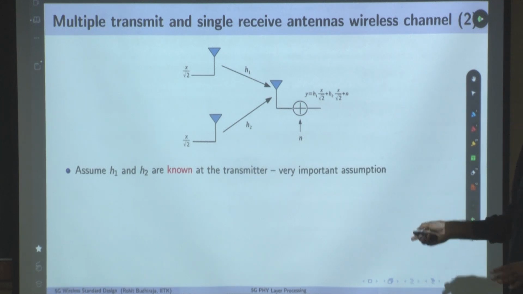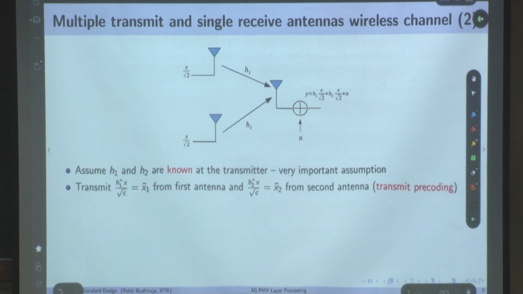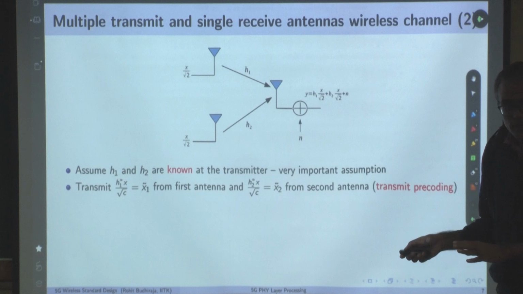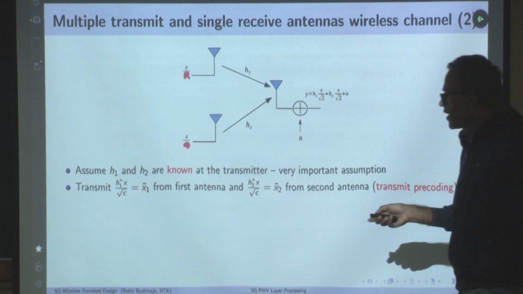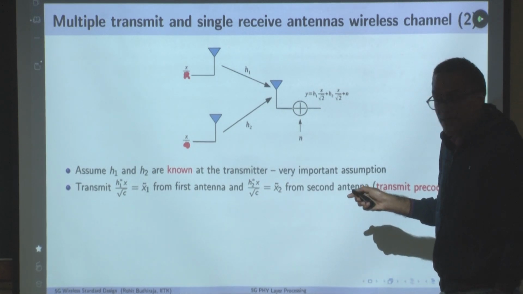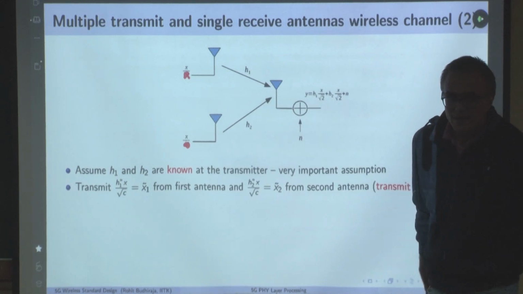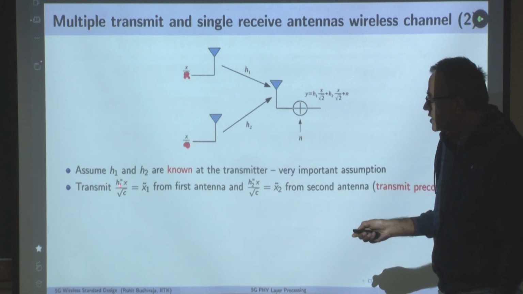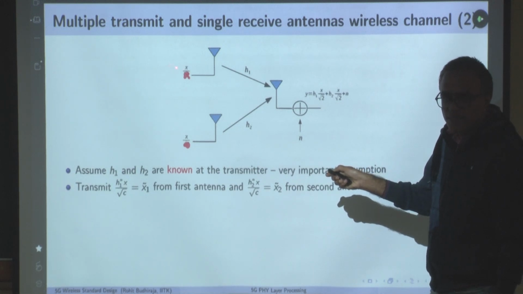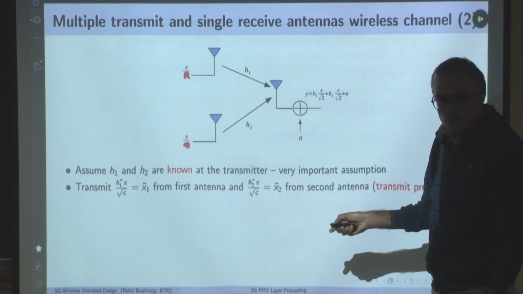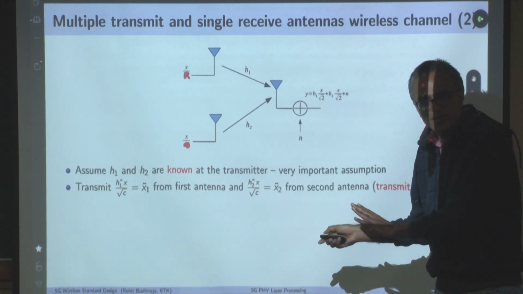Assume h1 and h2 are known at the transmitter, a very important assumption. So what is it going to do now? Instead of transmitting x by root 2, it is weighing the signal. By how much? By h1 star, because the channel from the first antenna is h1, and dividing it by some constant root c. Why this constant root c? I will make it clear to you.